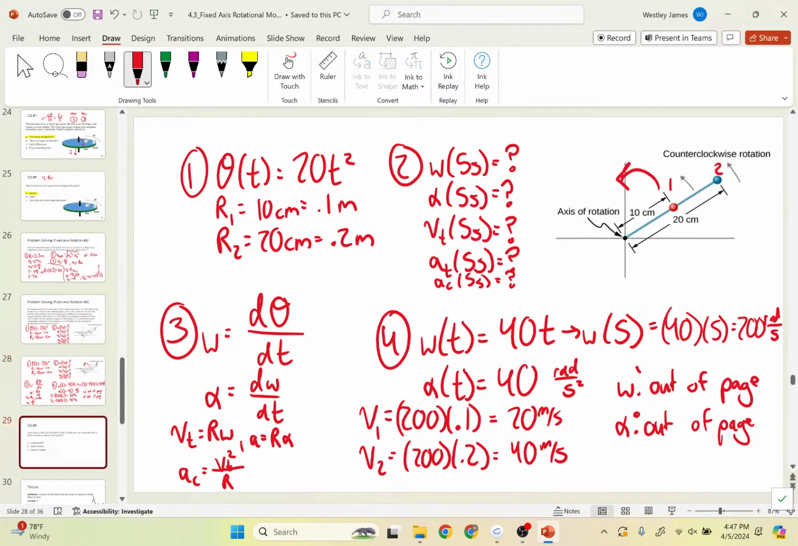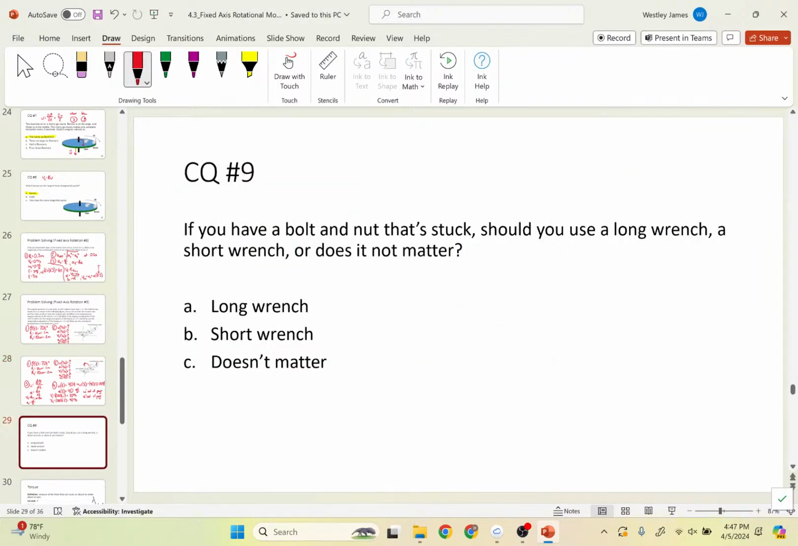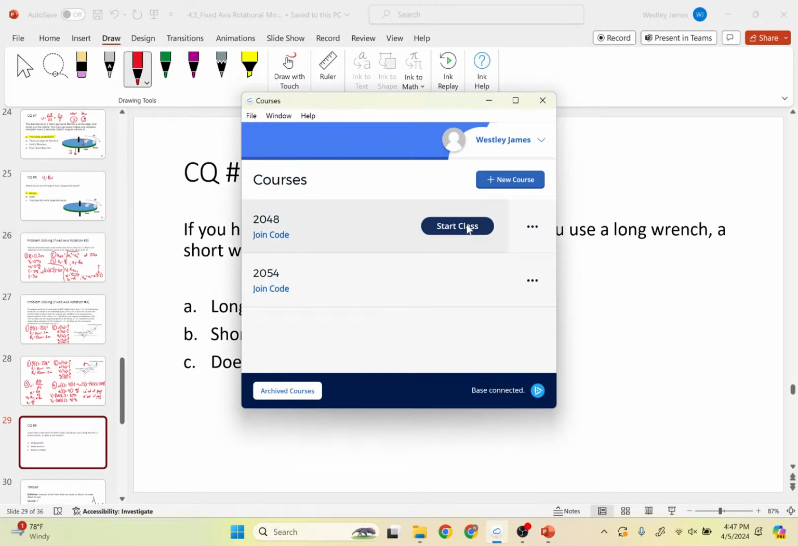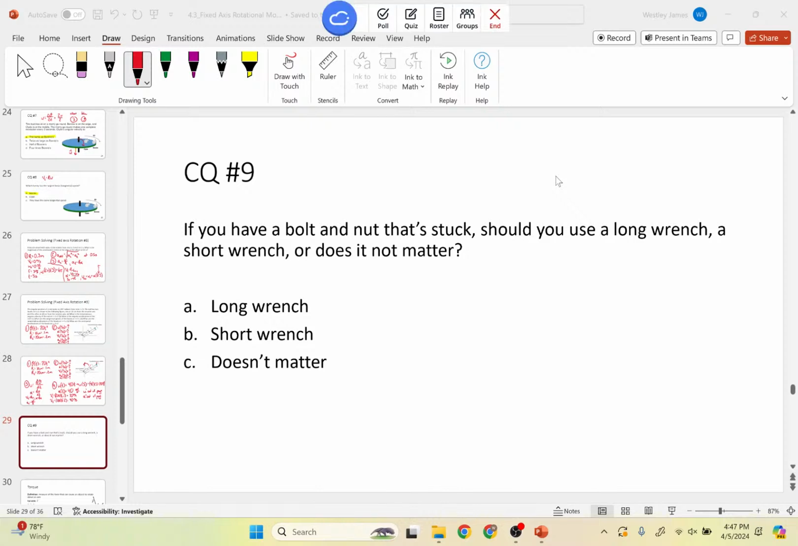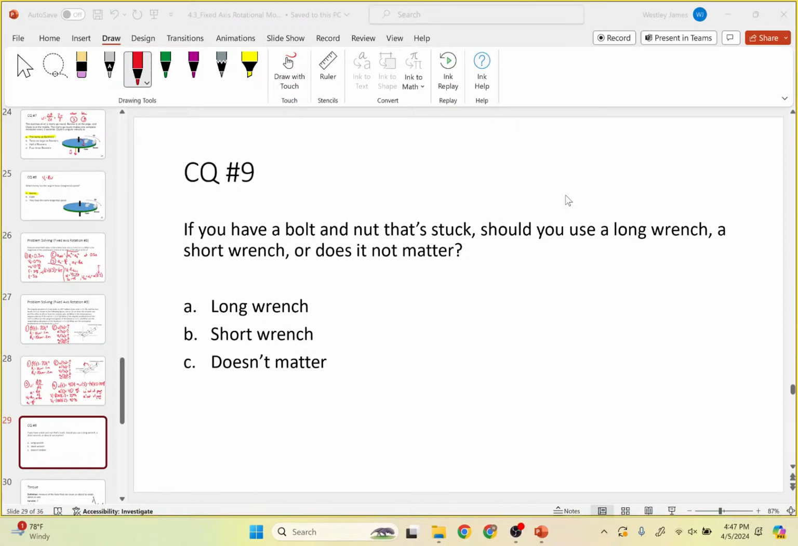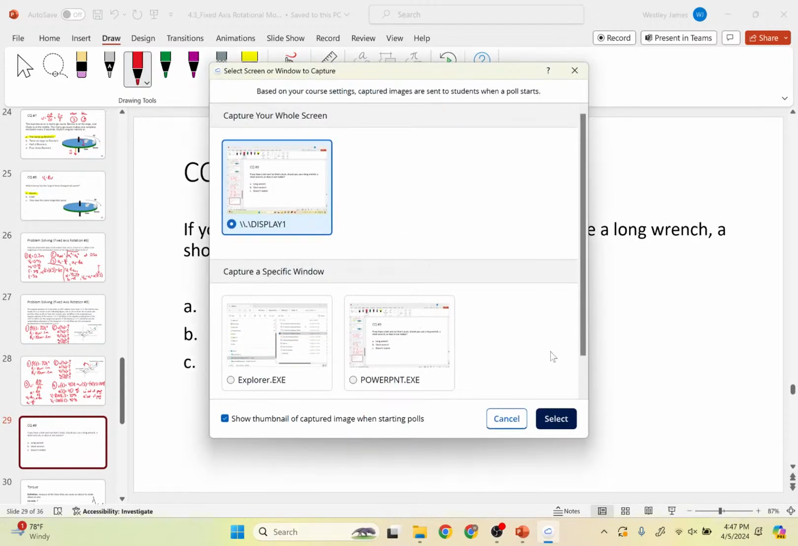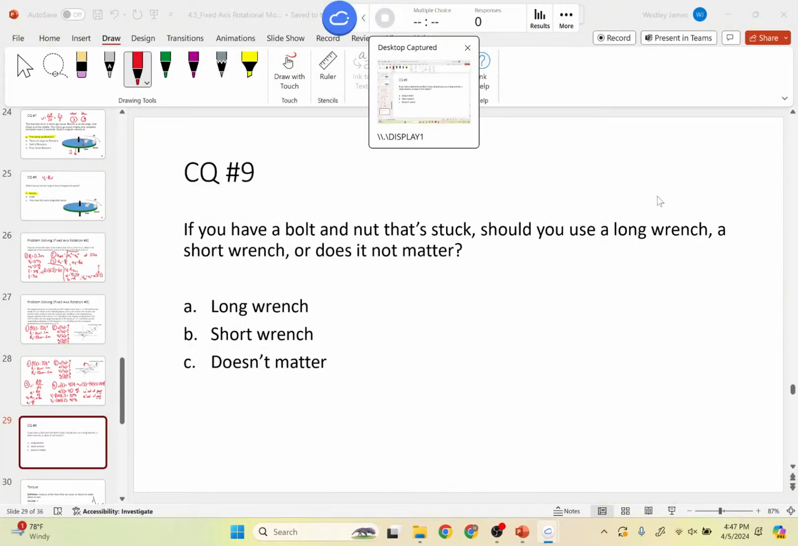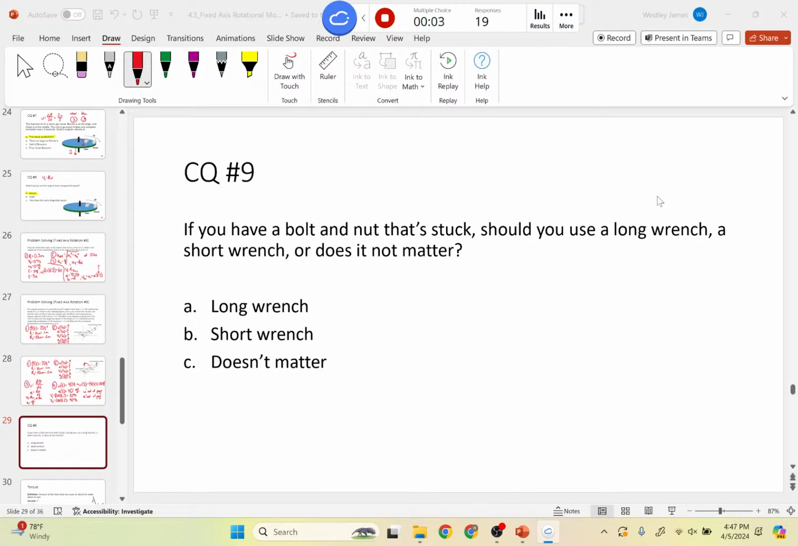All right, let's do a clicker question. If you have a nut and bolt that's stuck, would you use a long wrench or a short wrench? Most of you should know the answer if you've ever used a wrench, even if I haven't taught you this. If not, take a guess. The whole point of this question is to show you that the stuff I'm about to teach you is just giving the math to things you've experienced in your day-to-day life. That's a lot of this class: putting math and numbers and precise equations to things you've experienced all the time.